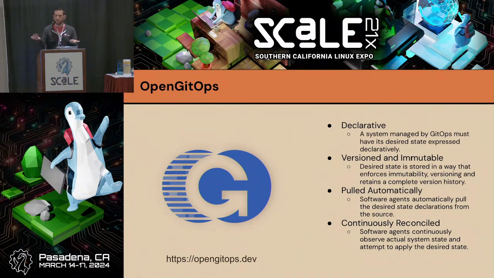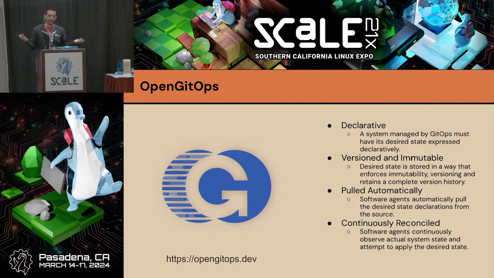Ironically, we don't use Git in Open GitOps. As long as a system is version immutable, which Git is, but other things are version immutable too, like S3 or object storage, OCI, and even SQLite technically, the desired state is stored in a way that enforces immutability, versioning, and retains a complete version history.